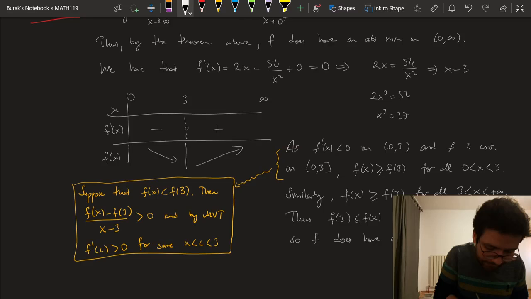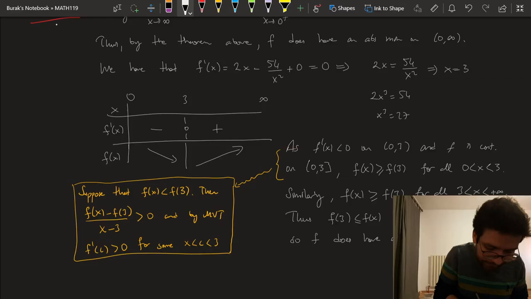Okay, now you can show by a similar argument that f of x is greater than or equal to f of 3 for all x between 3 and infinity, because on this part the derivative is positive. If you assume that this is not true, by mean value theorem you will get negative derivative. Okay, and then what do you get? f of x is greater than or equal to f of 3 for all x between 0 and 3, but this is also true for all x between 3 and infinity. So this is actually true for all x between 0 and infinity, because f of 3 is less than or equal to f of 3. So f of 3 is the minimum value of this function, which means that it is the absolute minimum.